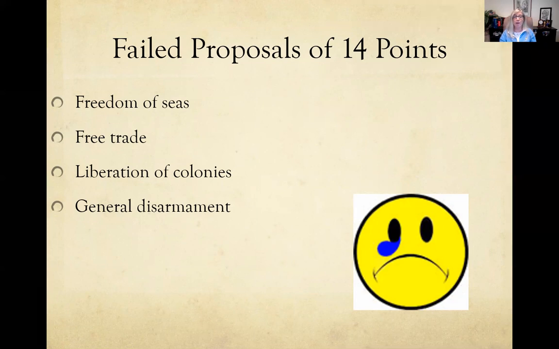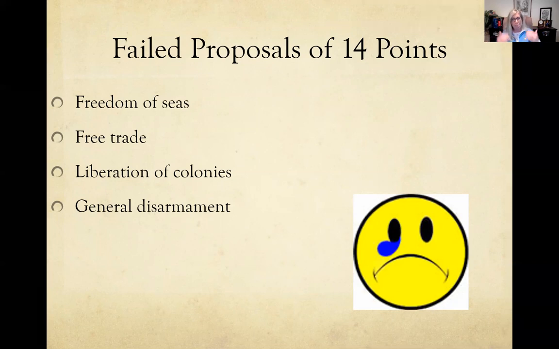So he ends up not getting freedom of the seas as part of the Treaty of Versailles. He does not get free trade agreements. He does not get liberation of the colonies, and he does not get a de-escalation of militarism. Can you imagine telling Great Britain and France, you need to scale back some of your weapons? You shouldn't stockpile those. Of course, they're not going to agree to this.